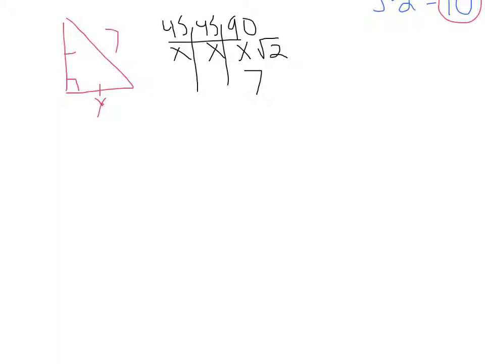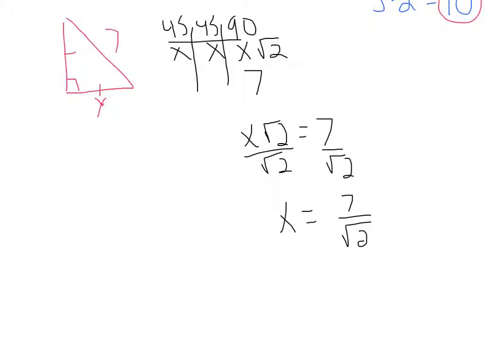So what I need to do is, I don't know the value of x right now. What I do know is that x times the square root of 2 is equivalent to 7. So this is just solving a basic algebraic equation. In order to get x by itself, I need to divide by what's with x. And right now what's with x is the square root of 2. So all I need to do is divide by the square root of 2 on both sides. So I find that x is 7 divided by the square root of 2.